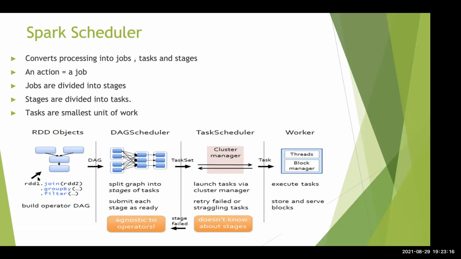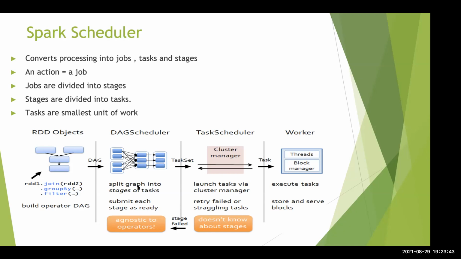Correct? So it has given this example. There are two RDDs, you're joining and then grouping by and filtering. So this is the operation. And then there are two data sets which have two partitions, right? Assuming this is RDD1, this is RDD2, with two partitions here, and then you're joining, then grouping by, and then filtering. So the join and grouping by happen here, and then the filter happens here, right?